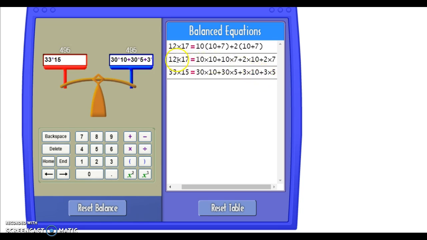I did the same thing with 12 times 17, breaking it into 10 and 2 and 10 and 7. We could also use parentheses and show this 10 times and have it in parentheses, and the 2 times and have it in parentheses. What this does is it allows me to go in and assess what strategies my students are using to find equivalent math problems.